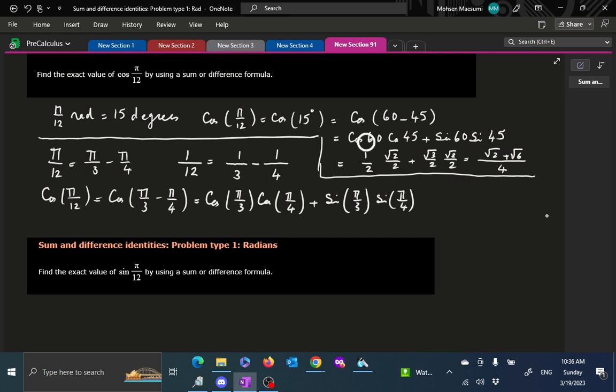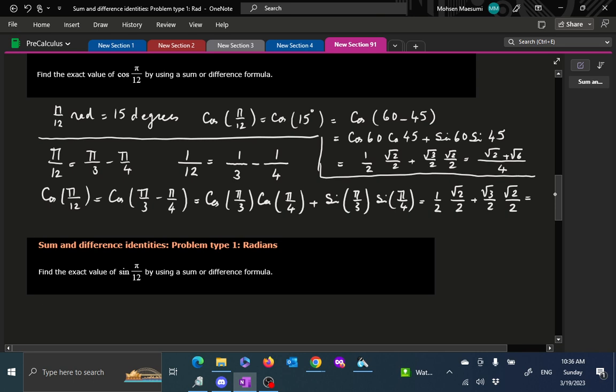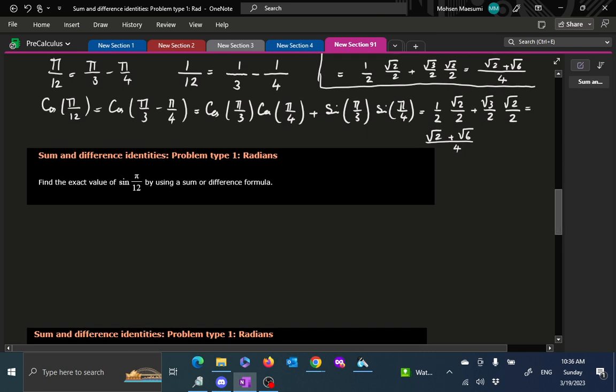This is exactly what we did here, just that we did it in degrees. Cosine of pi third is 1/2, cosine of pi fourth is radical 2 over 2, sine of pi third is radical 3 over 2, sine of pi fourth again radical 2 over 2, and we get the same answer that we got above. It's just radical 2 plus radical 6 over 4. Well, given the work we have done above, we can do this quickly.